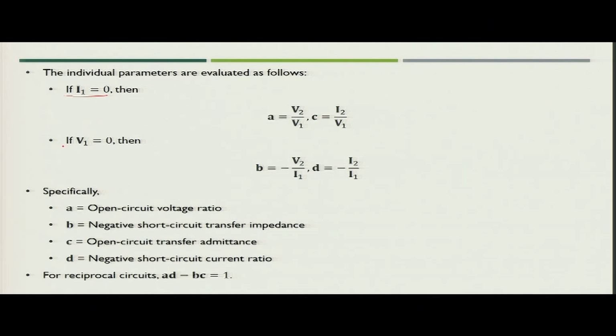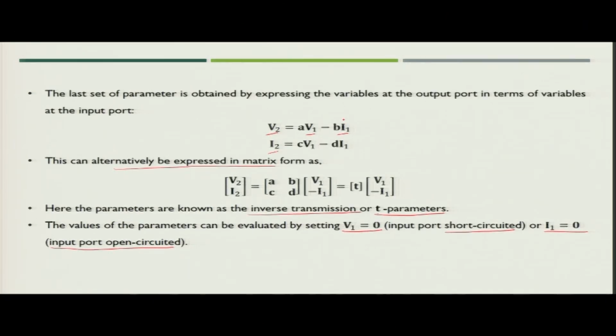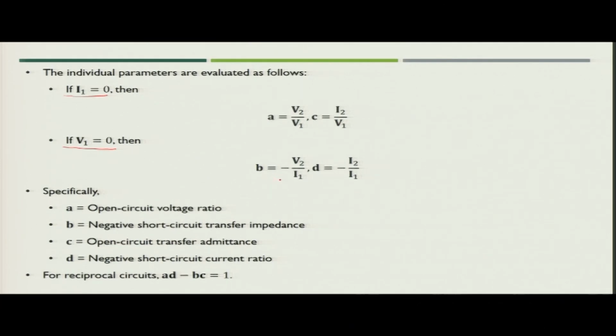In the next case, we will set V1 equal to 0. So, if you set V1 equal to 0, you will get B as minus of V2 upon I1 and D as minus of I2 upon I1. So, you get B equal to minus V2 upon I1 and D equal to minus I2 upon I1.